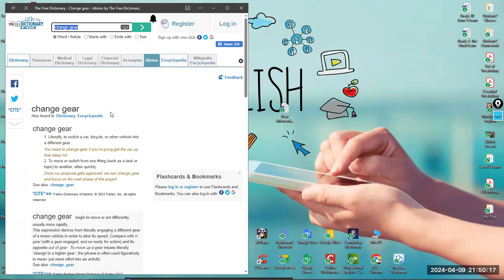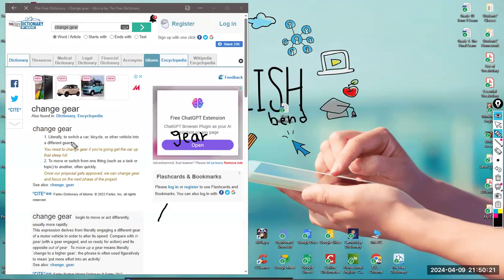I hope that this is it. Literally, absolutely, guys, the literal meaning is to switch the car, to switch the bicycle. This is the literal meaning.